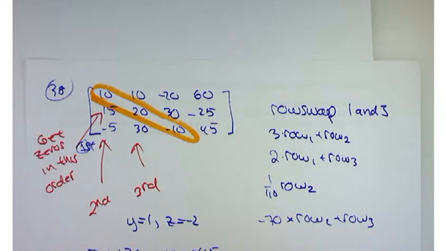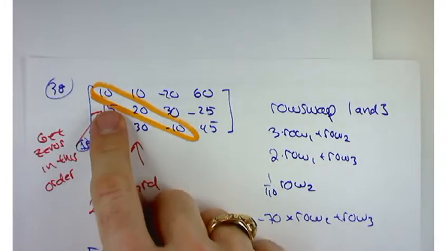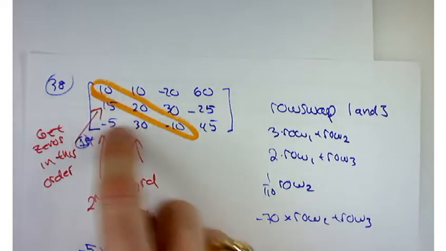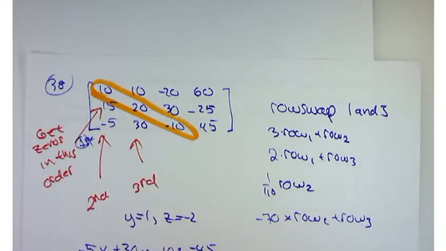There's a lot of ways you can do this. There's more ways than we could even discuss. But it's just going to take a little practice. Do things in this order: get zeros here, here, and here. You should be in good shape.